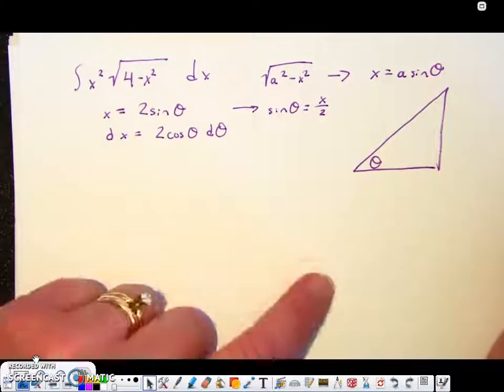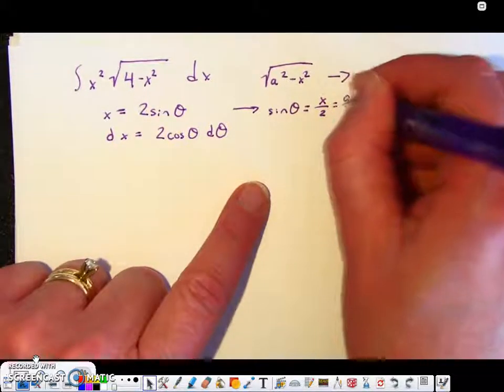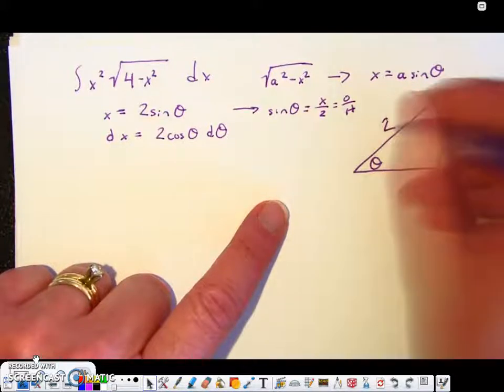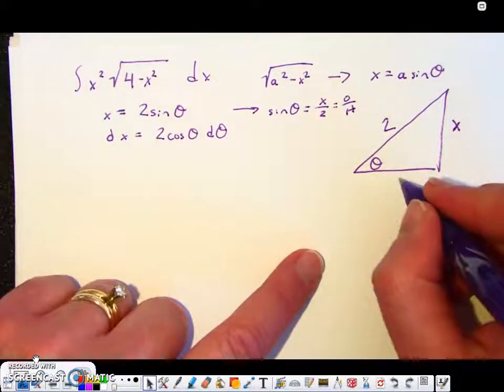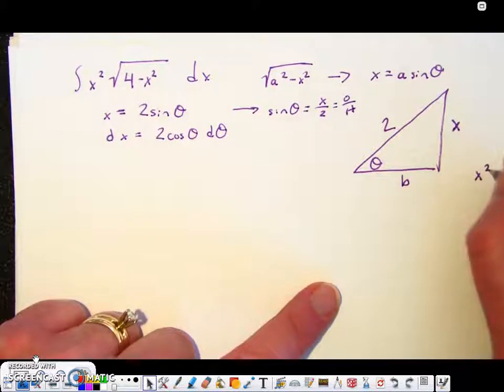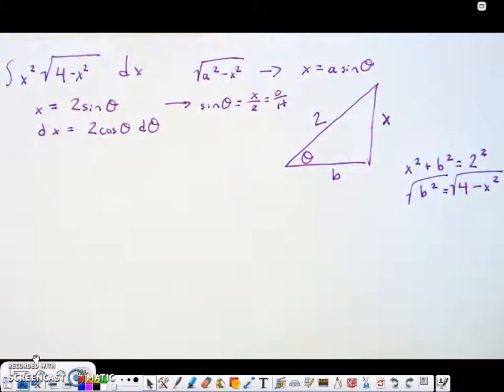Sine is a ratio of which two sides? Okay. So this will be opposite, this will be hypotenuse, and I need to solve for this missing side. So I'm going to call that b. So I would have x squared plus b squared equals 2 squared. So b squared would be 4 minus x squared. So b is the square root, sorry, that was off the page, of 4 minus x squared.